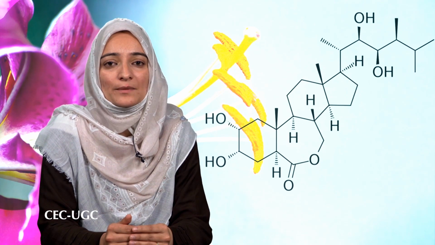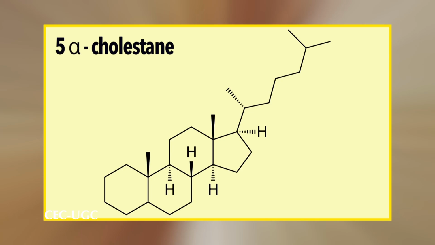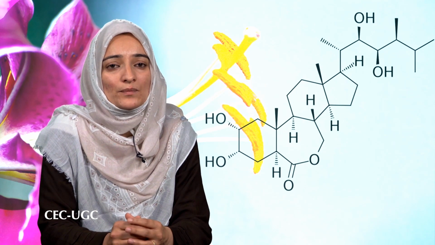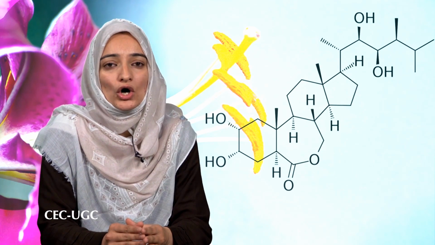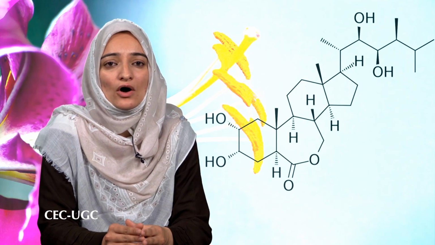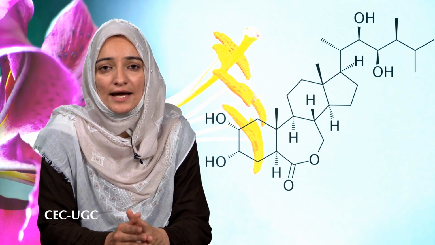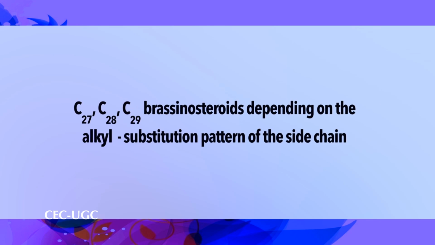nomenclature highly complicated. Natural brassinosteroids so far identified have a common 5-alpha cholestane skeleton, and their structural variations come from the kind and orientation of functionalities on the skeleton. The compounds can be classified as C27, C28, C29 brassinosteroids depending on the alkyl substitution pattern of the side chain.